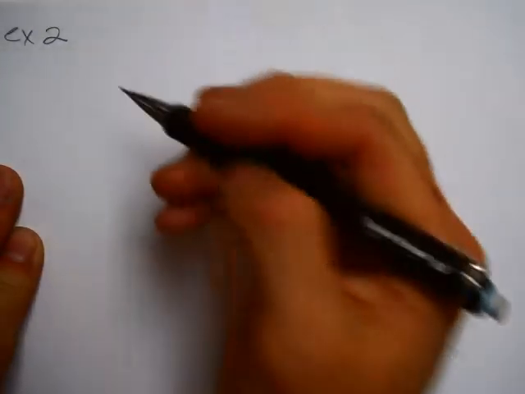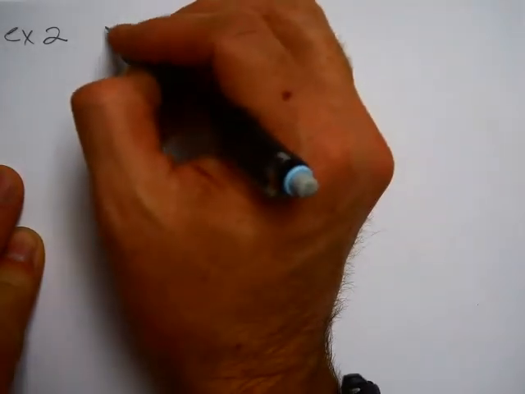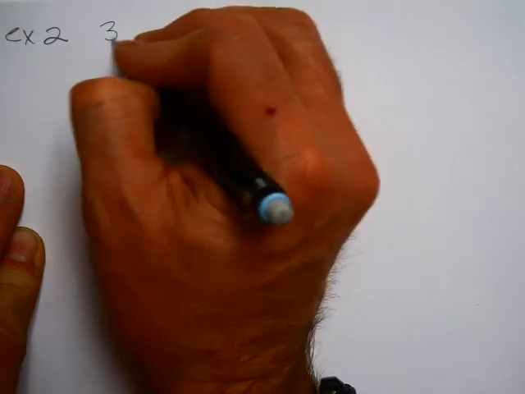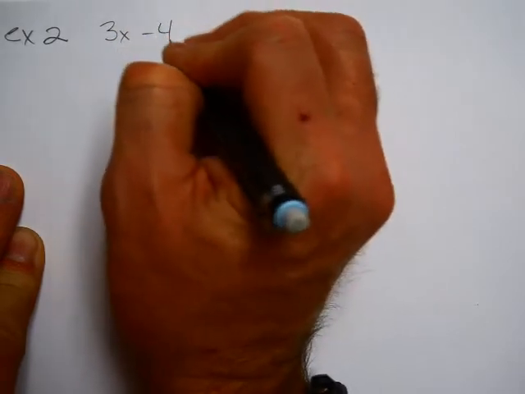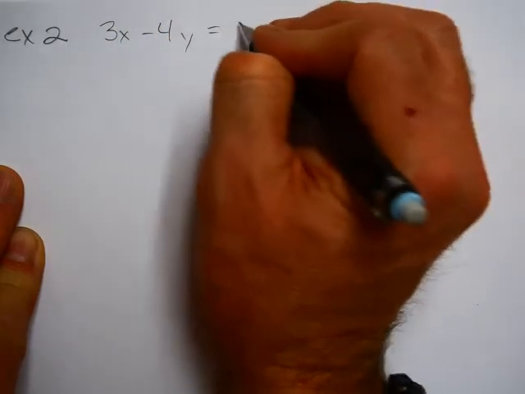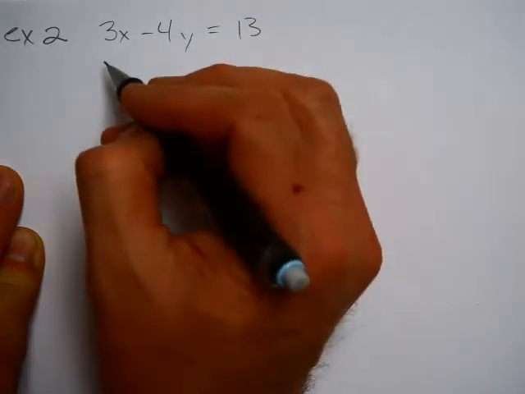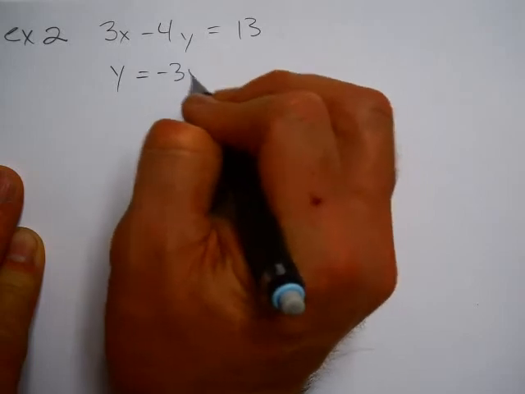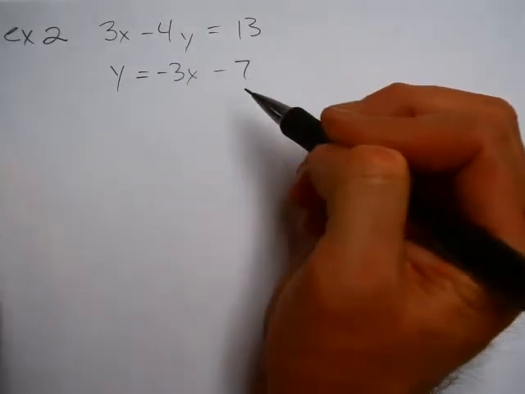Okay. All right. Let's look at an example 2. If you're watching this from third period, you're right. I'm doing the examples in a little bit different order, maybe even some different problems. 3x minus 4y equals 13. Y equals negative 3x minus 7.